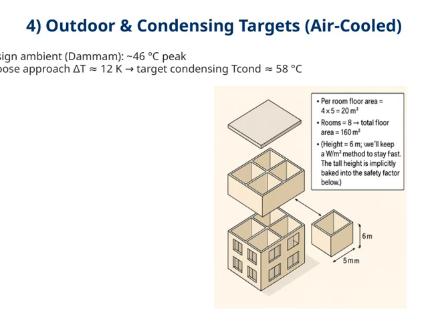Let's take a look at the outdoor and condensing targets for air-cooled systems. In our design environment, we're considering an ambient temperature around 46 degrees Celsius, which is typical for Dammam. This high ambient temperature plays a critical role in determining our condenser performance. Now, when selecting our approach temperature difference, or delta T, we aim for approximately 12 Kelvin. This means that our target condensing temperature, Tcond, would be around 58 degrees Celsius.